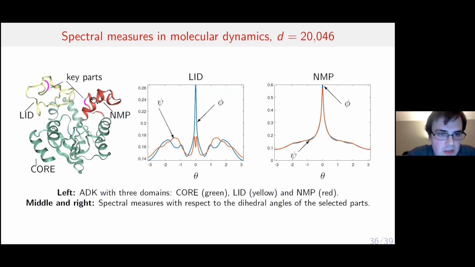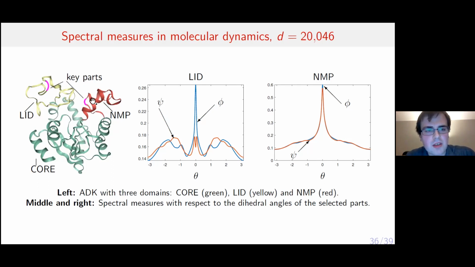And then within these two parts, the core domain is pretty stable, but the LID and the NMP sort of fold and rotate around it. There are two key parts of both of these domains, which I've labeled in magenta here. And on those parts, you have two dihedral angles, psi and phi, which control a lot of the dynamics of this protein. So I'm going to compute the spectral measures with respect to those two observables.